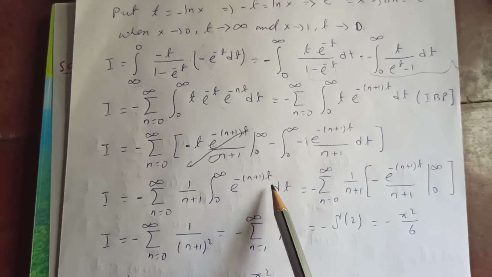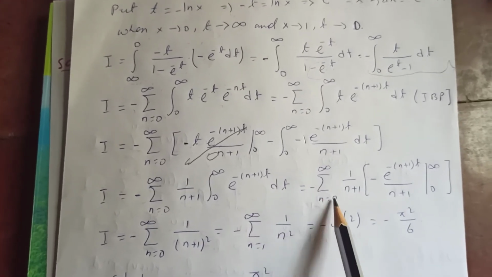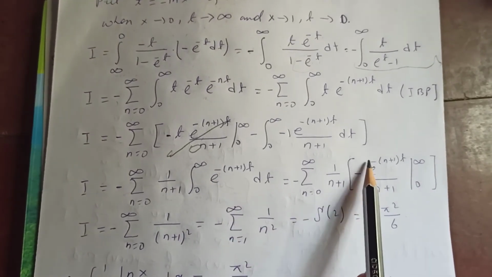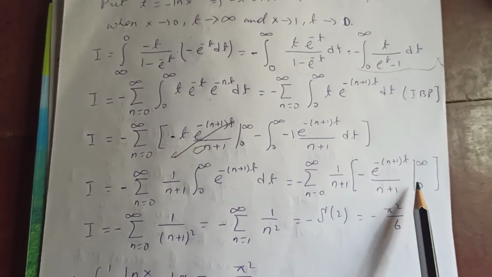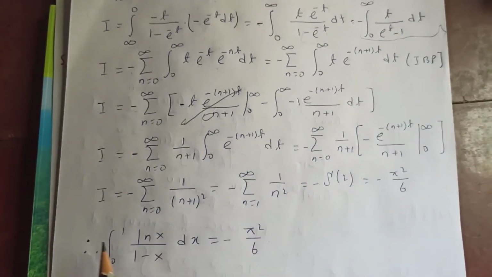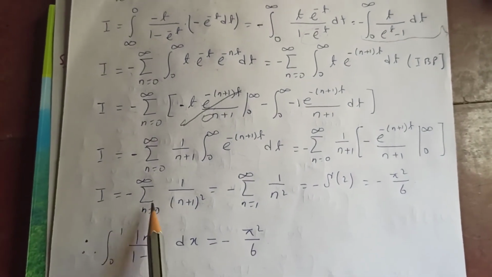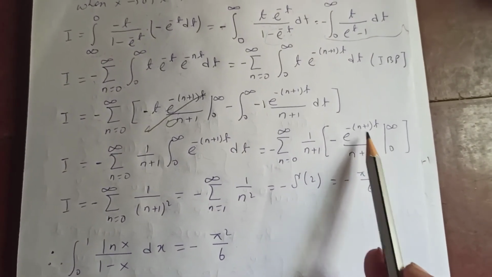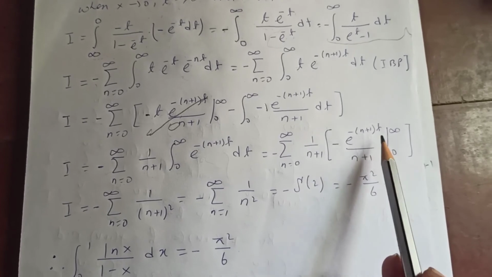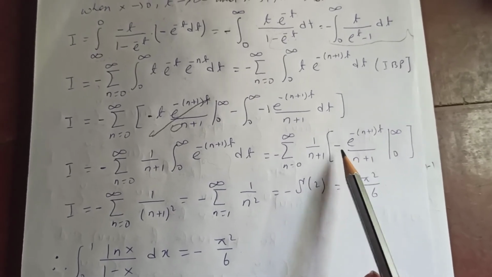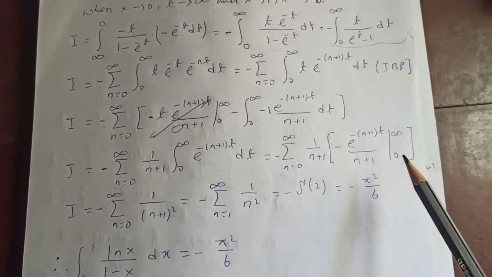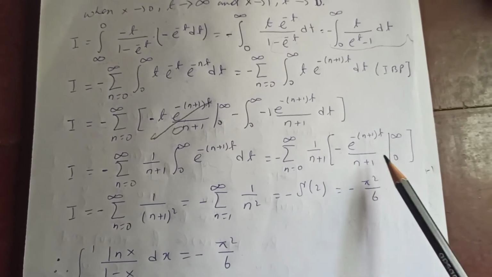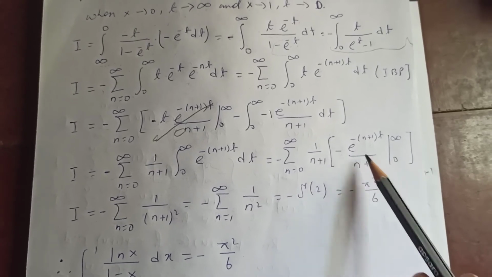e to the negative (n plus 1) t dt, right? Minus the sum from n equal to 0 to infinity of 1 over n plus 1. Now integrate this one: minus e to the negative (n plus 1) t upon n plus 1 from 0 to infinity. So I is equal to minus the sum from n equal to 0 to infinity. If you substitute infinity here, e to the negative infinity is 0. So this is 0. And if you put 0, it is 1. So this minus and that minus, with the upper bound and lower bound following this minus this, right? So that minus and this minus will be plus.